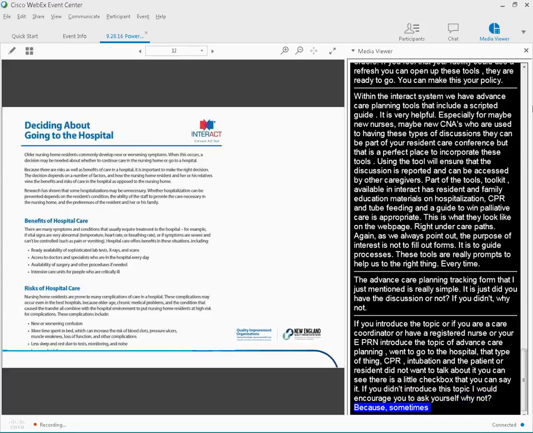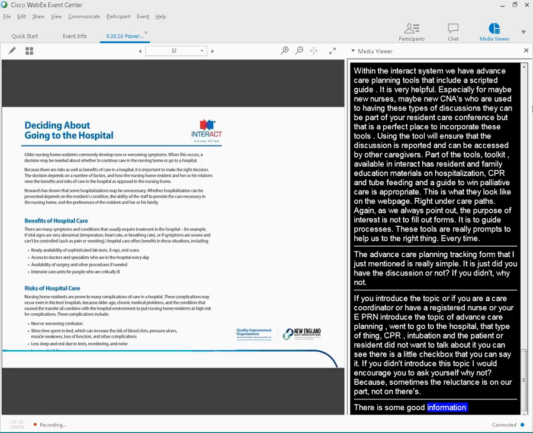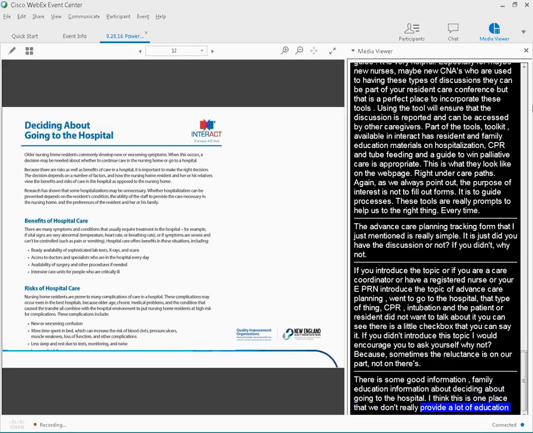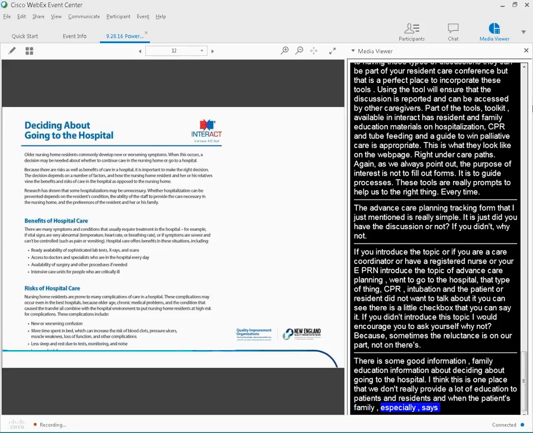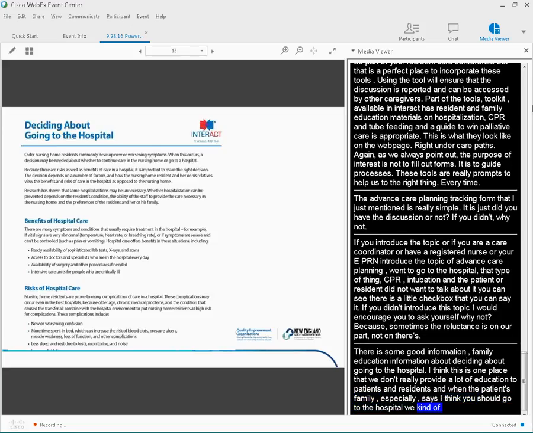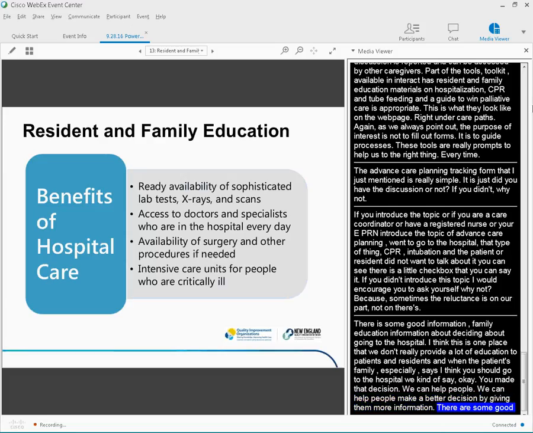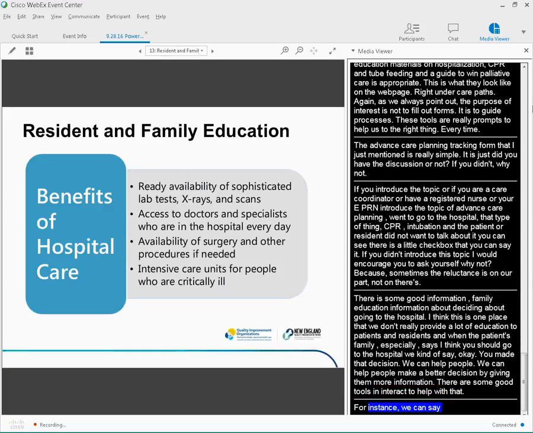There's some good patient education and family education information about deciding about going to the hospital. I think this is one place where we don't really provide a lot of education to patients and residents. And when the patient's family especially says, I think you should go to the hospital, we just kind of say, okay, you made that decision. But we can help people make a better decision by giving them more information. So there's some good tools in Interact to help with that. For instance, we can say to residents and their families, these are the things that the hospital can do for you.